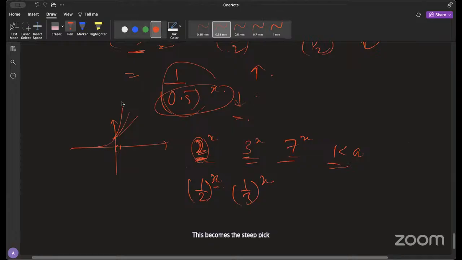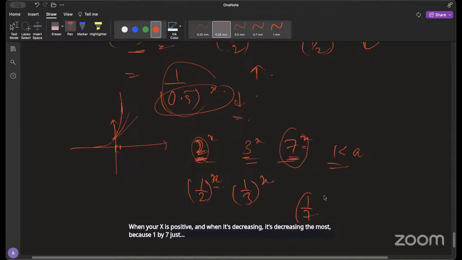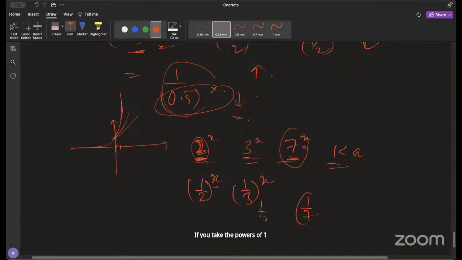The steepest one will be this. I mean, the sudden changes will be in this one because it's increasing. So it's increasing the most when your x is positive. And when it's decreasing the most, because if you take the powers of 1 by 7 compared to 1 by 3, obviously 1 by 7 is going to decrease more rapidly, right? Thus the way 7 increases, 7 raised to the power x, 1 by 7 to the power x is nothing but this, no? So if 7 to the power x increases more rapidly than 3 to the power x, then 1 by 7 to the power x decreases more rapidly than this thing.